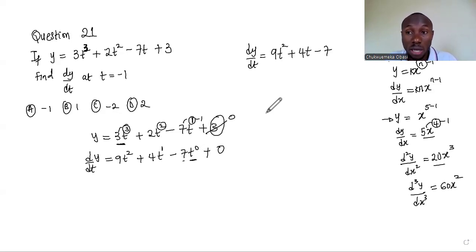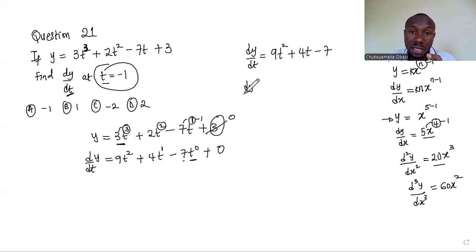You can be much faster. You can see all this 0 I'm writing here, all this 1 I'm writing here, they are not necessary if you're doing this stuff yourself. This is just for explanation's sake. I hope you're getting this stuff. So now we have gotten dy/dt. But that's not all. They say we should find dy/dt when t is equal to minus 1. So now we've gotten the dy/dt, we now need to plug t to become minus 1.